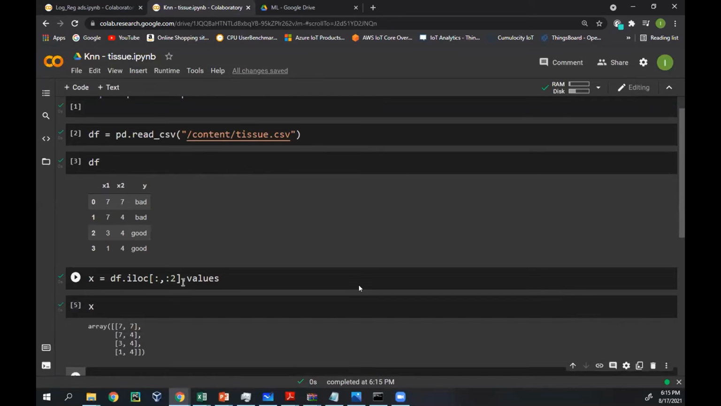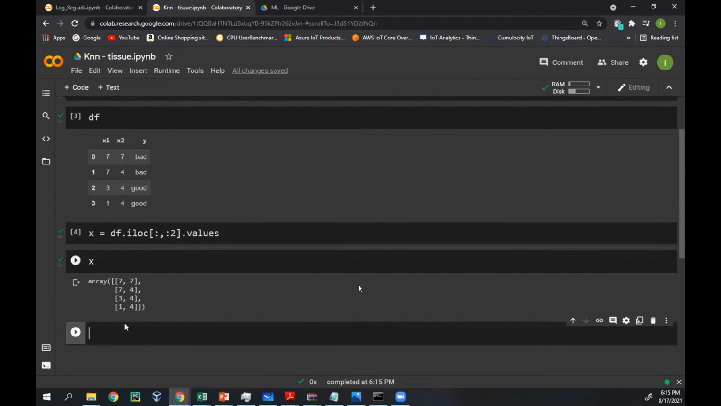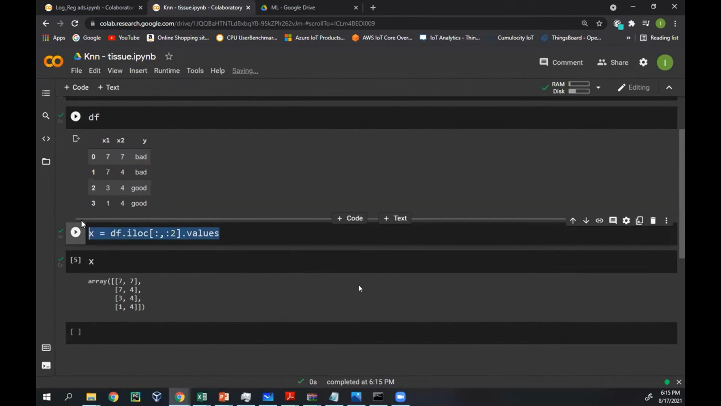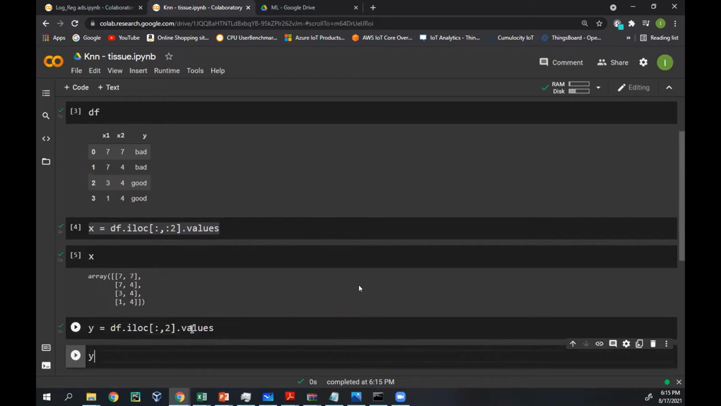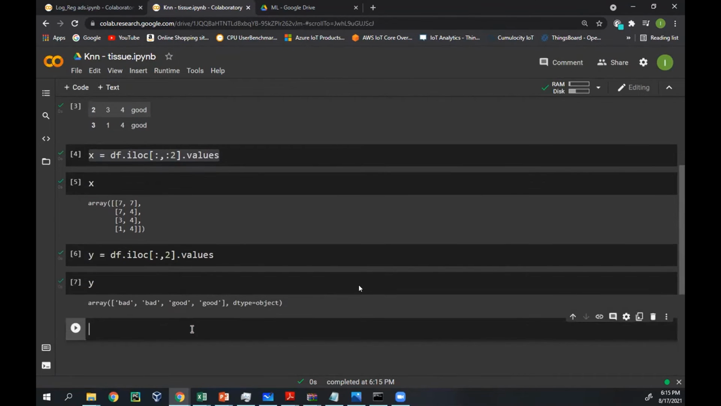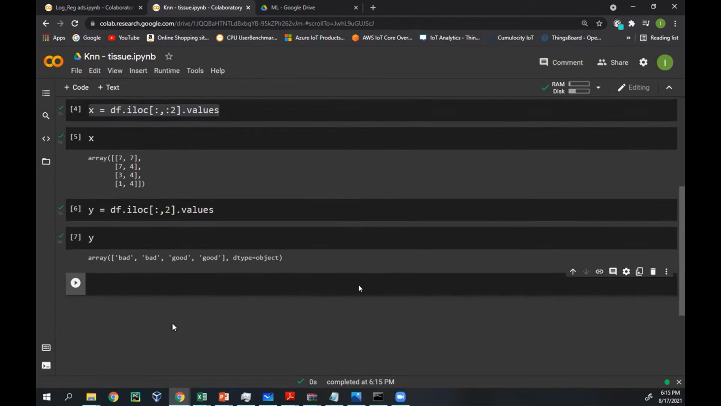You can just check it out. That is X for you, and it's already in 2D, so I don't have to do a reshape here. And then if you're talking about Y, then Y would be just 2, not from to 2, just 2. And the parameter is Y here. So you have bad, and then good.